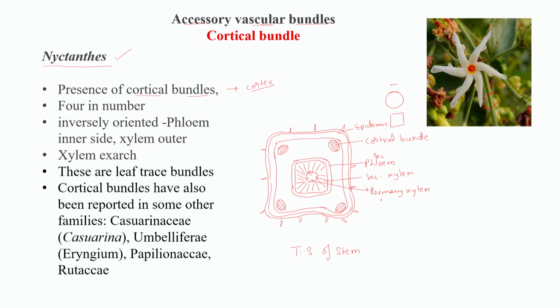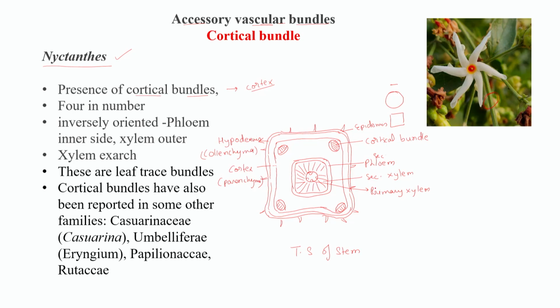Okay, then this one you can mark as hypodermis, and it is made up of collenchyma. Then you have cortex, which will be made up of parenchyma. Okay, so this type of structure you will see.